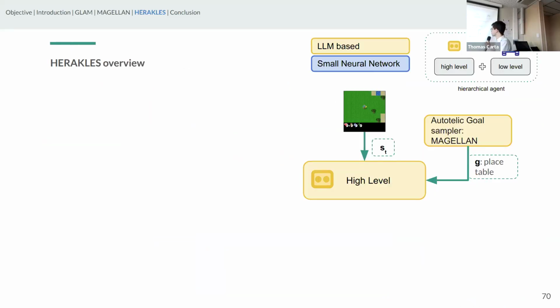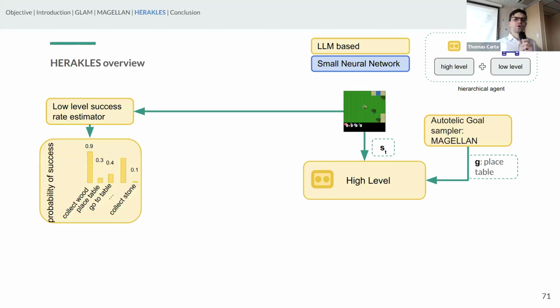So, a much more detailed Heracles overview. Here we have, for instance, an autotelic goal sampler, such as Magellan, that selects a goal, place table, that's passed to the high level. At the same time, you have a low-level success rate estimator that will estimate the probability of success of the low level on the different sub-goals that are authorized, for instance, collect food or place table or go to table.